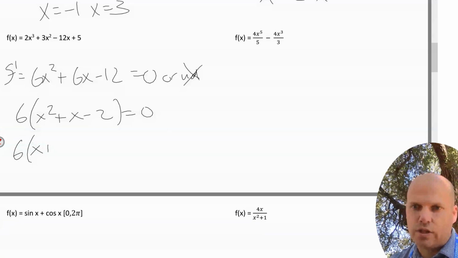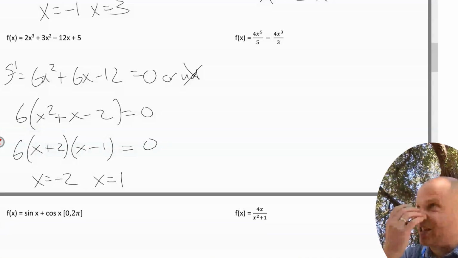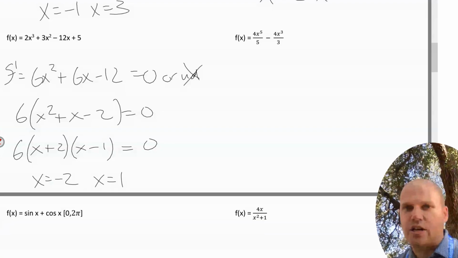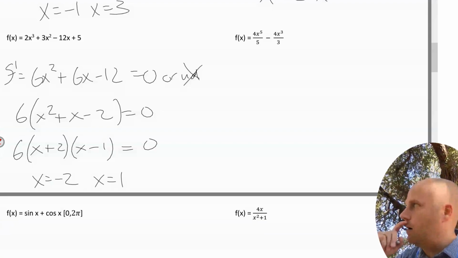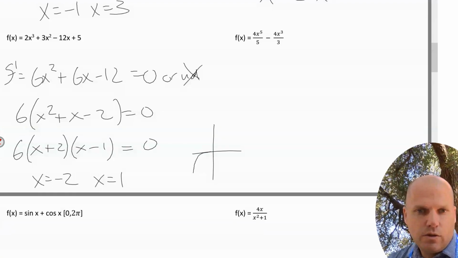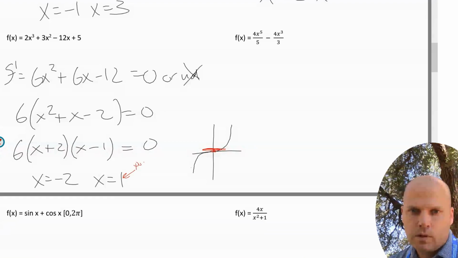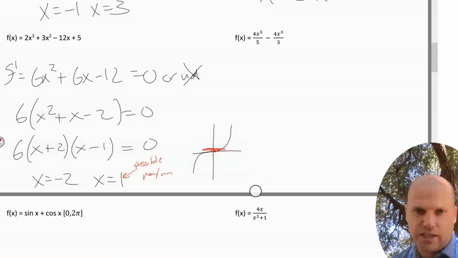Keep the 6. Don't let it disappear on you. At x equals -2, at x equals 1, f of x has a horizontal tangent. f of x is neither increasing nor decreasing. When we neither increase nor decrease, we possibly could have a maximum. We talked about it in class that just because you have a horizontal tangent doesn't mean you have a max or min. This is why we say possible. Do more analysis next class.